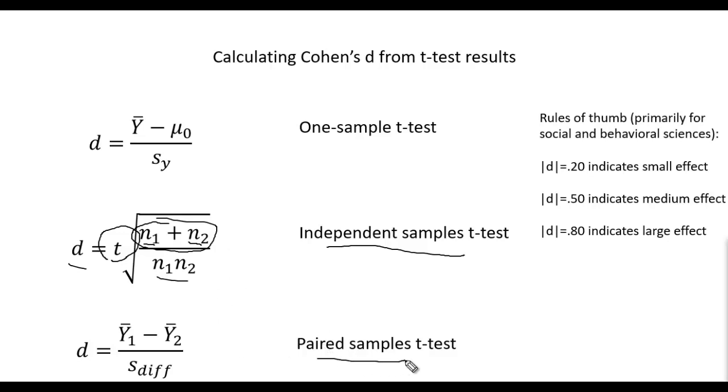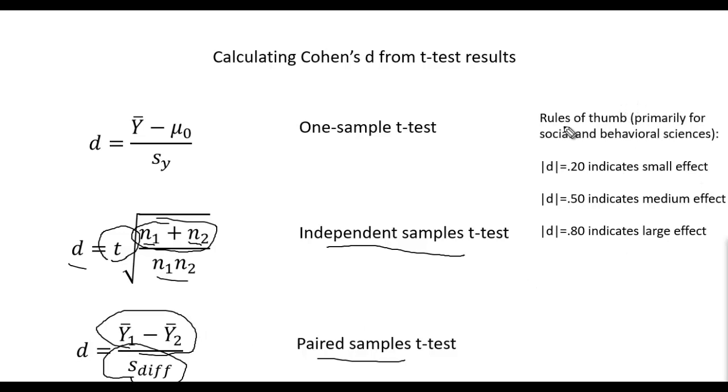The last demonstration involves the paired samples t-test, and with this particular test you're comparing the difference between your sample means and then you're taking a ratio of that difference to the standard deviation of difference scores. And I'll show you a little bit more about that when we open up SPSS.